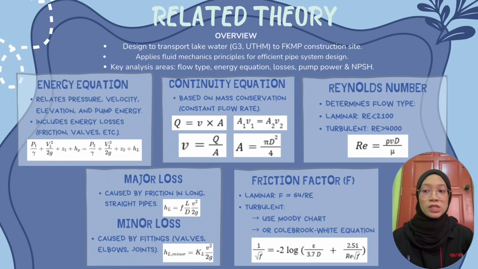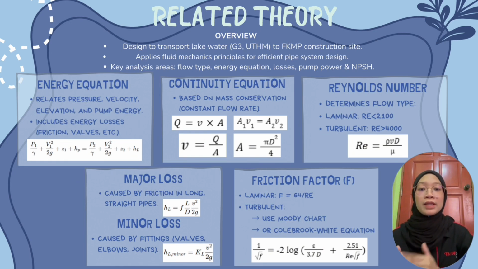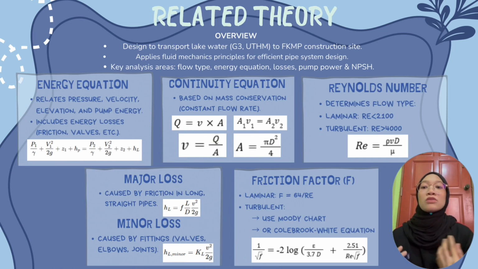Next is the continuity equation, which is based on mass conservation. The equation is Q equals VA, and V can be determined by rearranging the equation to Q over A. Next is the Reynolds number, which determines the flow type, whether laminar or turbulent. Reynolds number equals rho VD over mu, where mu is dynamic viscosity. If the Reynolds number is less than 2100, it is laminar, but if it is above 4000, it is turbulent flow.